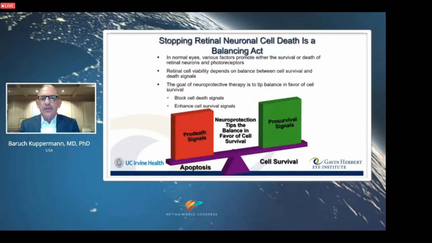So neuronal cell, managing this is a balancing act. Cell death is there. It's a natural part of our homeostasis. Various factors promote either survival or death of retinal neurons and photoreceptors. And we're always balancing these pro-death signals versus pro-survival signals, this process of apoptosis. Neuroprotection, the goal is to tip the balance in favor of cell survival.